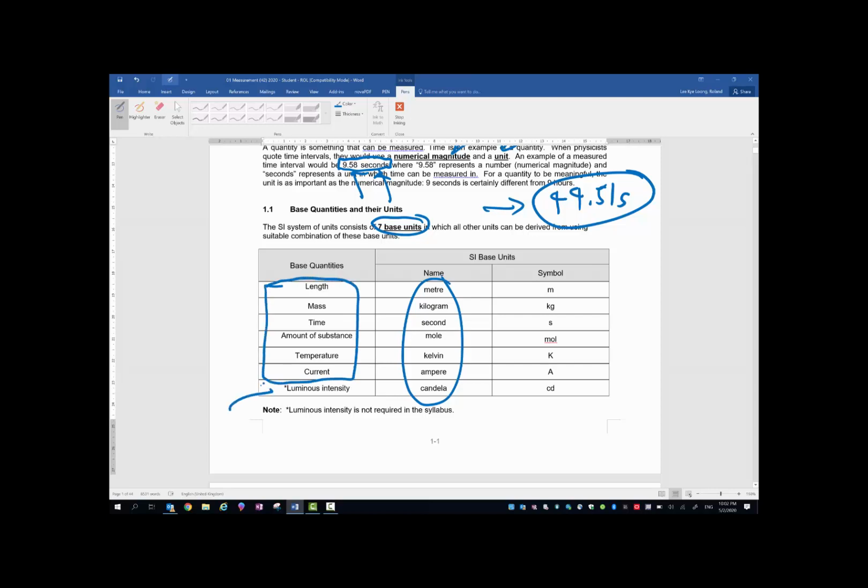Okay, the last one, luminous intensity, where its measurement is of a base unit of candela, that is not in the A-level syllabus. You don't need to know. So you absolutely need to know these 6. Length is meter, mass is kilogram, time is second, amount of substance is mole, temperature is Kelvin, current is ampere. Okay, so that's that. So these are the SI base quantities and SI base units.